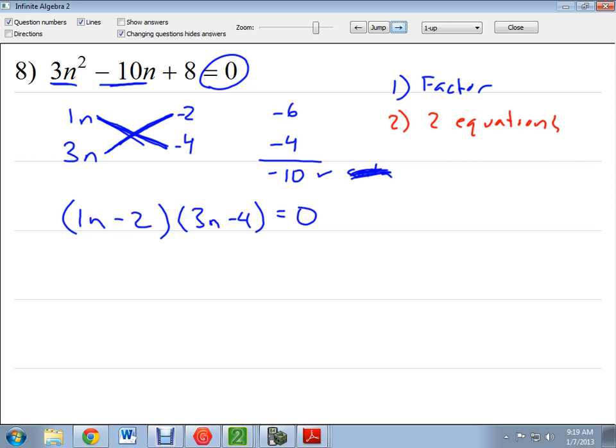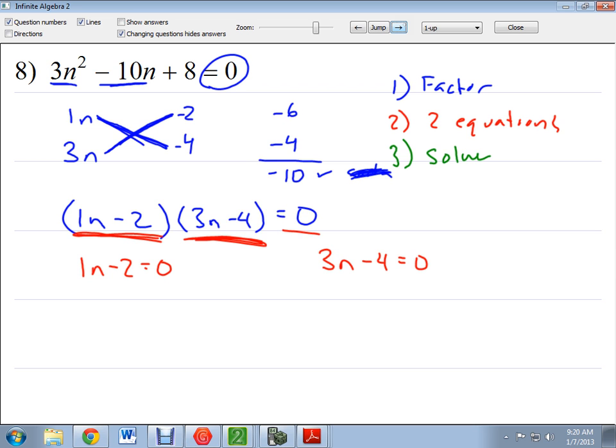So my first equation, again, is going to take this thing and set it equal to 0. So 1n minus 2 equals 0. The second equation is going to take that thing, the 3n minus 4, and set it equal to 0. And these are my two equations that I have. I have to solve them both, and that is the third step, is to solve both equations. The first equation is very easy to solve. To get rid of a minus 2, I have to add 2 to both sides, leaving me n is equal to positive 2. That is one of my answers.